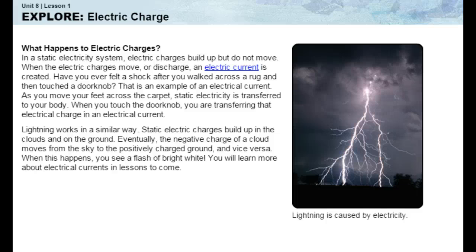Lightning works in a similar way. Static electric charges build up in the clouds and on the ground. It's not just in the clouds. Eventually, the negative charge of a cloud moves from the sky to the positively charged ground, and vice versa. When this happens, you see a flash of bright white. You will learn more about electrical currents in lessons to come.